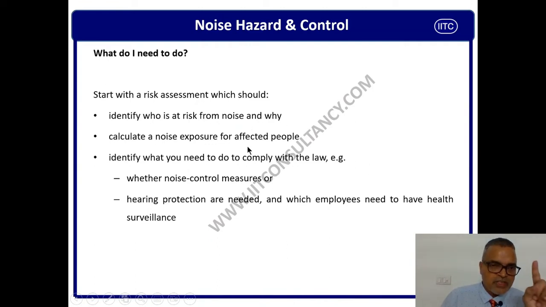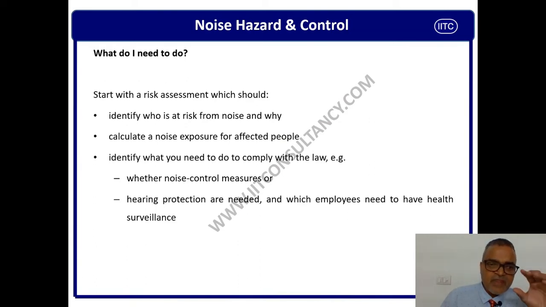Calculate the noise exposure for the affected people. There are some calculations. I have put one training program on how to do the calculation, how to do an accumulative, total calculation of exposure to the noise. You can go through that video. You can find it on the IITC channel, and the complete calculation methods are provided there.